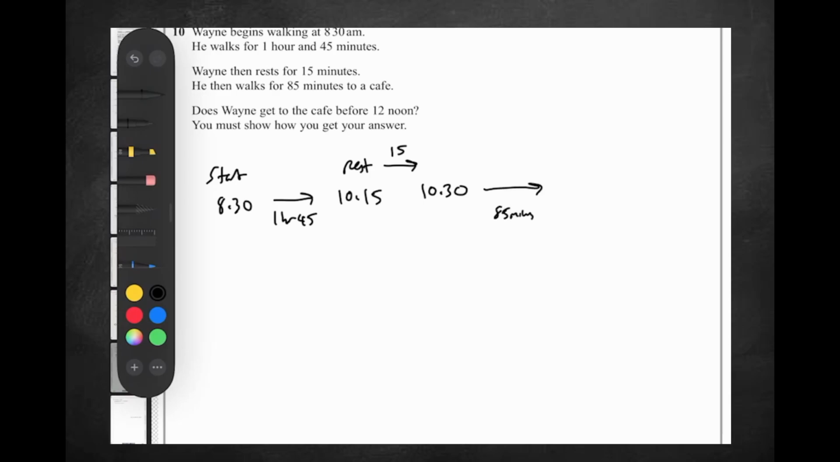85 minutes, which would take him through to 11:30 plus 25 more minutes, so 11:55. Does Wayne get to the cafe before 12 noon? Yes, he gets to the cafe at 11:55, 5 minutes early.